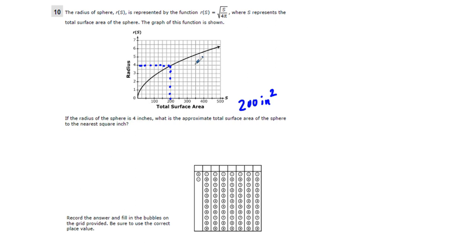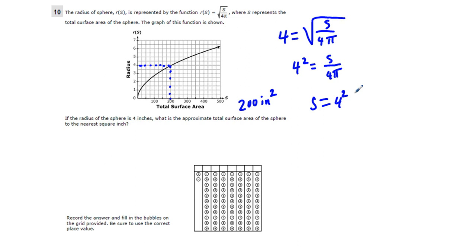We can try that. Another thing we can do is we can put 4. So it looks like it's about 200. We put 4 equals square root of S over 4 pi. We can work it out that way. And if we square both sides, we're going to have 4 squared equals S over 4 pi. And so if we cross multiply, S is going to be equal to 4 squared times 4 pi.